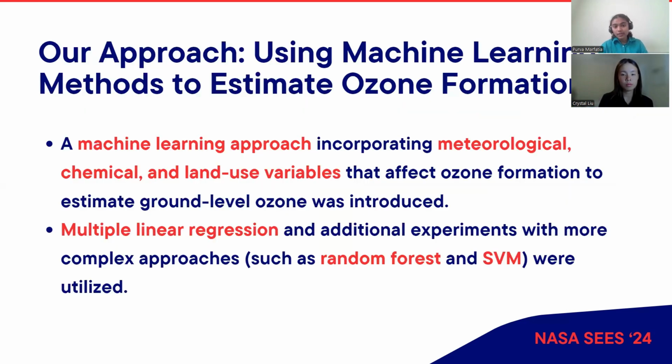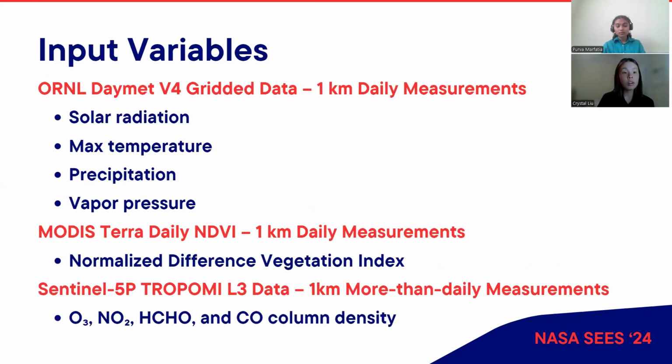In order to get around this, we aim to use machine learning methods to estimate ground level ozone, using the VCD we just mentioned, as well as auxiliary variables like meteorological, chemical, and land use data, all of which affect ozone formation. For the machine learning methods, we use multiple linear regression and random forest regression. So, more on our input variables.